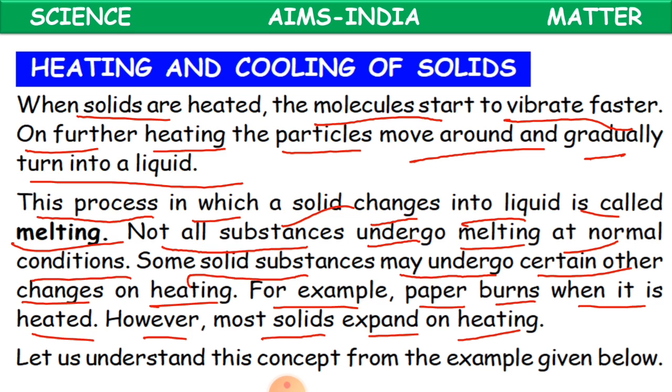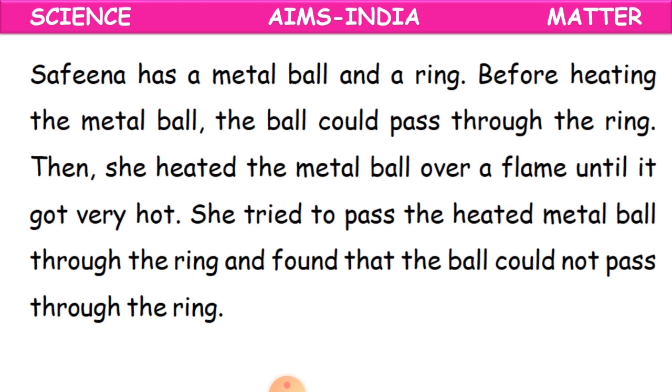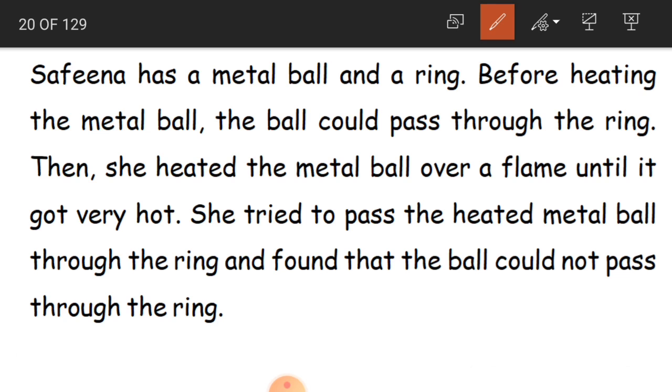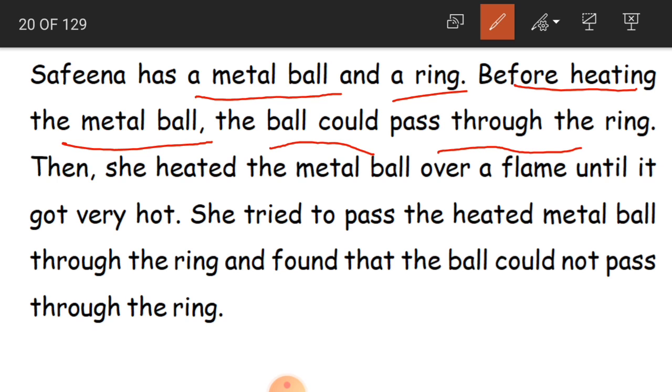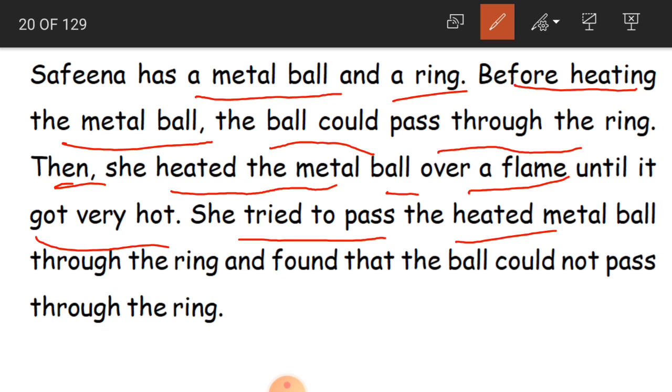Here is one more example for you. Let us read that first. Safina has a metal ball and a ring. Safina is the name of a girl who has a metal ball and a ring. Before heating the metal ball, the ball could pass through the ring. Then she heated the metal ball over a flame until it got very hot. She tried to pass the heated metal ball through the ring and found that the ball could not pass through the ring. So what did this girl do?